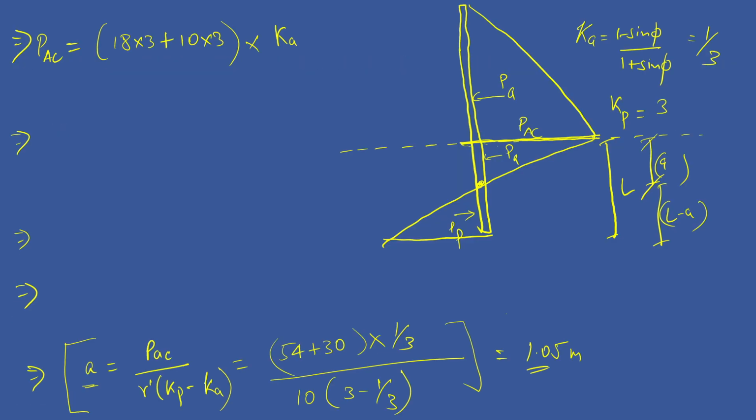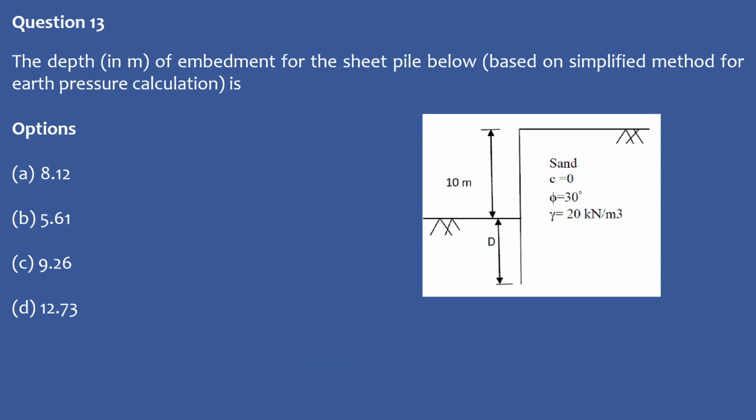So let's move to question number 13. It's a similar question. The depth of the embedment for the sheet pile, based on the simplified method for the earth pressure. So you need to calculate how much is the D value.